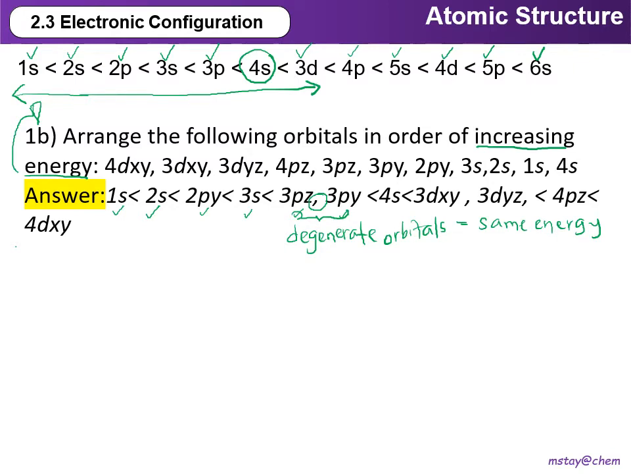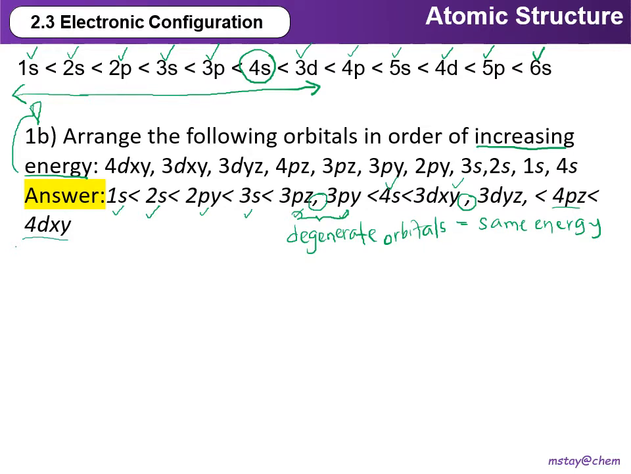Okay, then after 3p, followed by 4s, and then followed by 3d. Again, you will see for 3d, we also have 5 orbitals. So no matter which one, it can come first. When the energy is the same, we use the comma symbol here. Okay, and then followed by 4p, and then the highest energy in this case is 4d, xy.